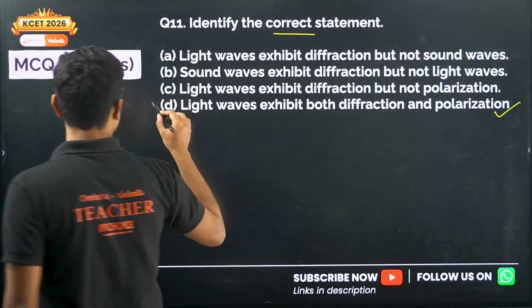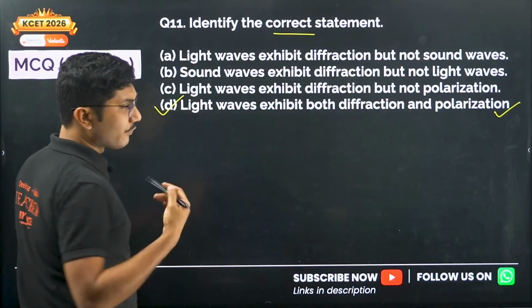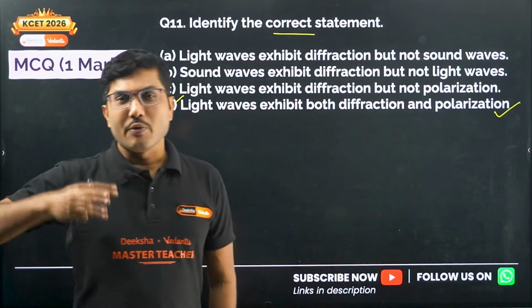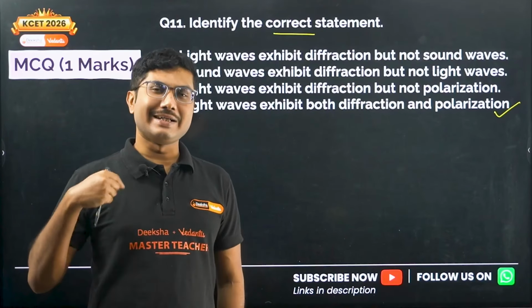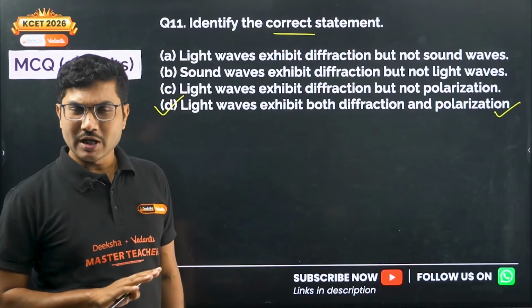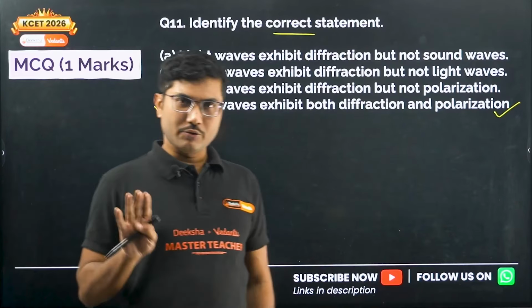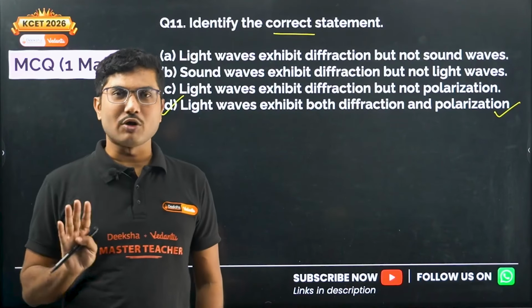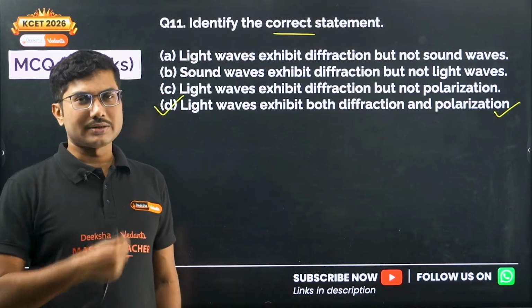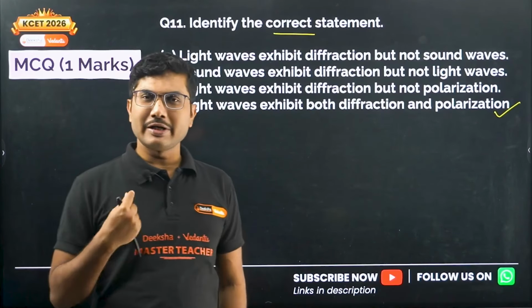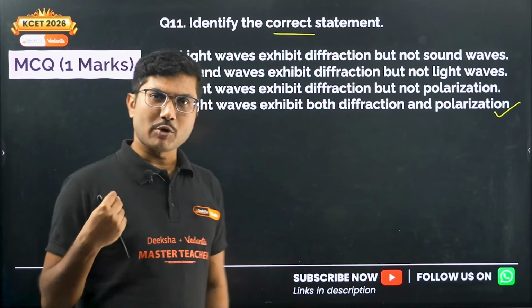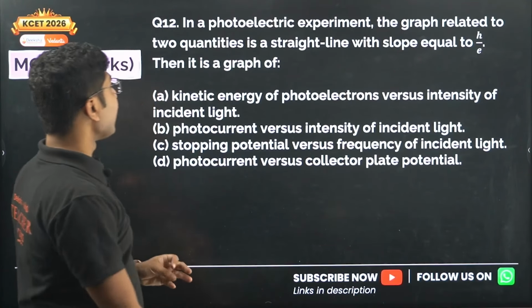Okay, so light wave shows diffraction, interference and polarization, all 3 things, whereas sound wave shows only interference and diffraction but no polarization. Polarization is a property of electromagnetic waves only. But sound wave is a mechanical wave, it is not an electromagnetic wave, so it does not exhibit polarization properties. Now let's see the next question.